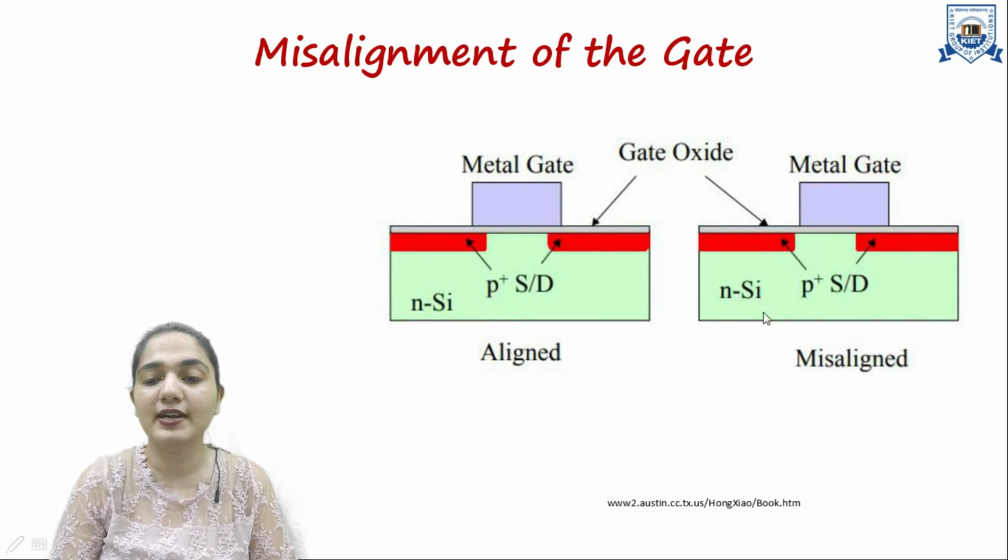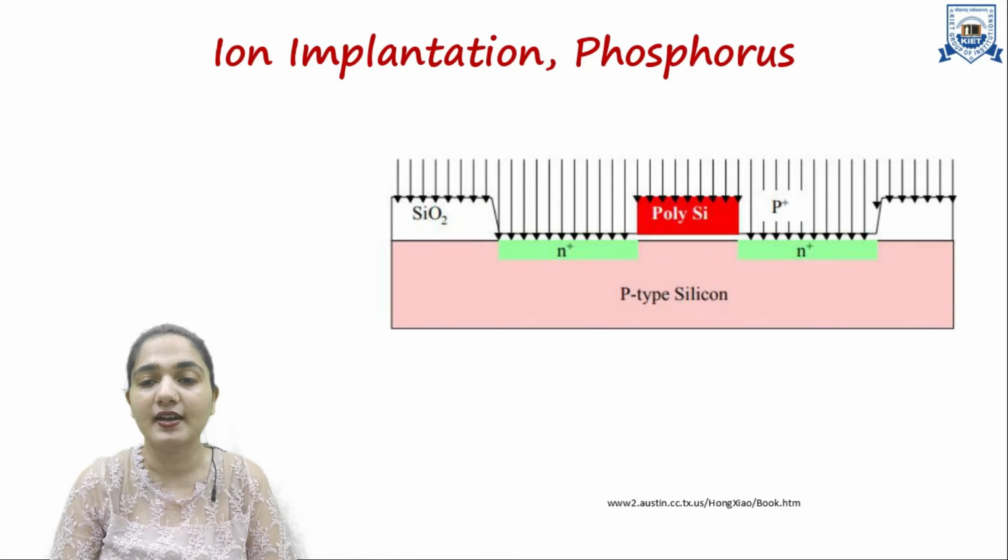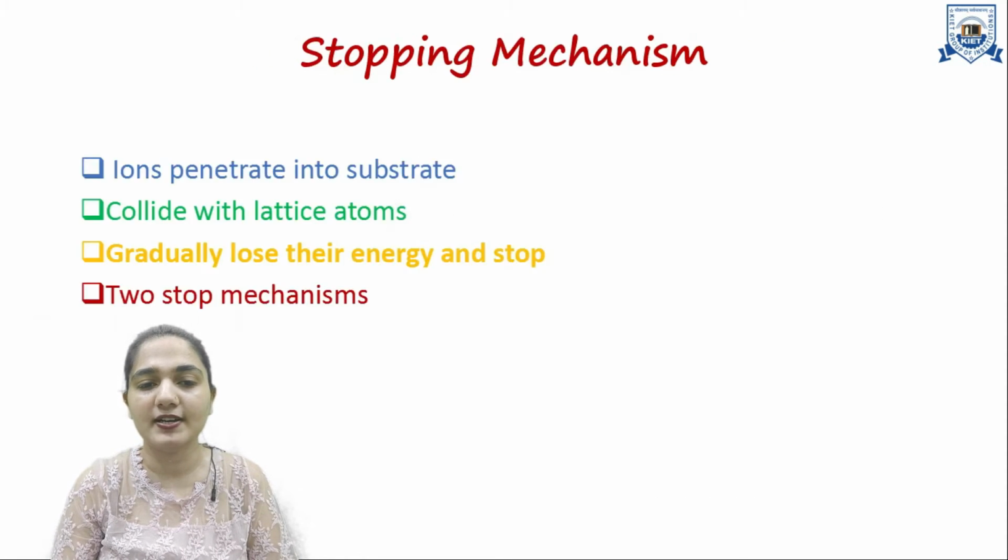So we can have misalignment of the gate based upon the difference in the junction. If I have more lateral diffusion, then the gate can misalign also. This can also cause an error. I told you, we can have ion implantation of phosphorus. So high energy phosphorus ions are bombarded on the surface of p-type silicon. Here we can have n-type junctions which are created with the help of the ion implantation technique.